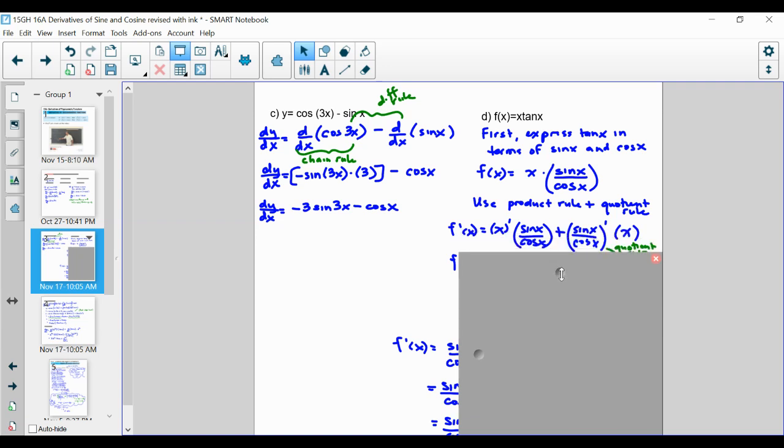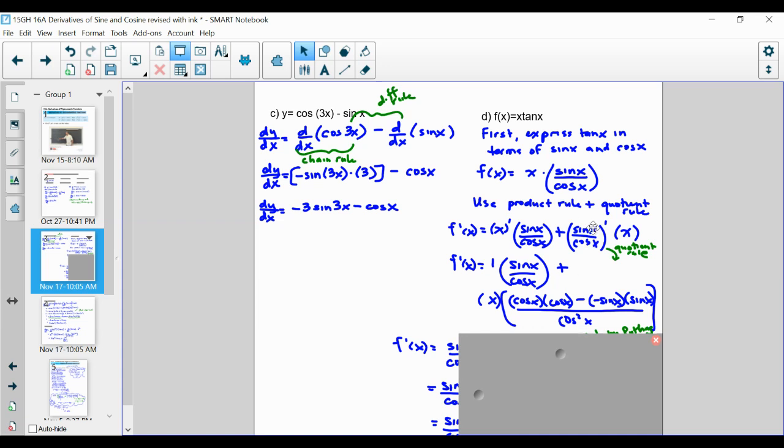Then we're going to use the product rule and the quotient rule, because we have to think about the product of x times sine x over cosine x, but to take the derivative of this part, we're going to need to use the quotient rule. So first we take the derivative of x times sine x over cosine x as is, plus the derivative of sine x over cosine x times x as is. And in here, I'm going to have to use the quotient rule again. So I've said what I'm going to do. Now I'm going to actually do it.